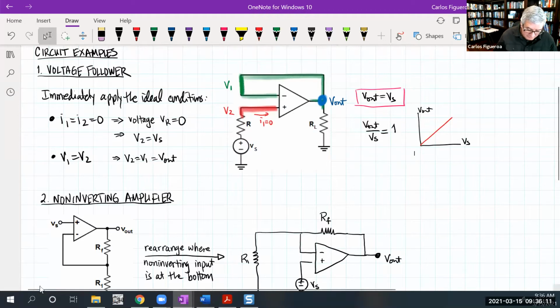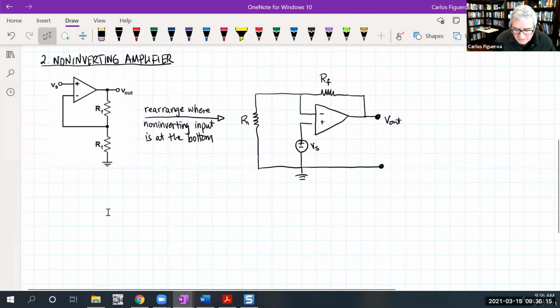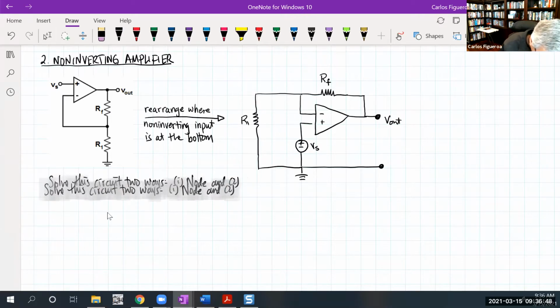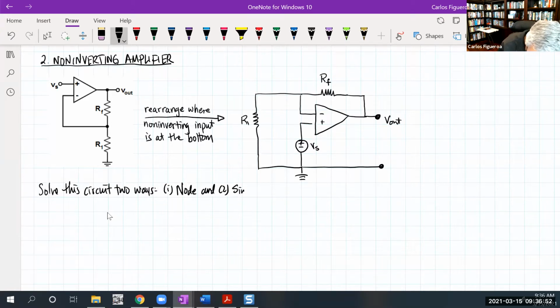This is the non-inverting amplifier. And remember, the whole idea of these two examples is to get you to start thinking about what the ideal model says. So I'm going to solve this circuit 2 ways. The first way is going to be using node analysis, and the second way is using simple circuits. And I'll tell you one thing, simple circuits is a far better calculational way of doing things. Furthermore, you get to really learn what it is, but I think we should do both.